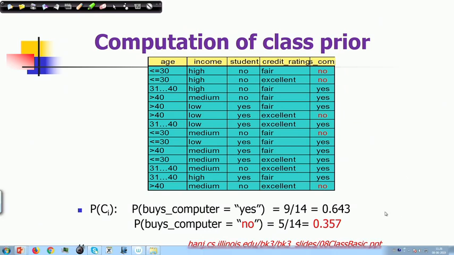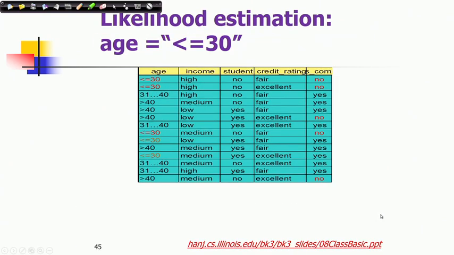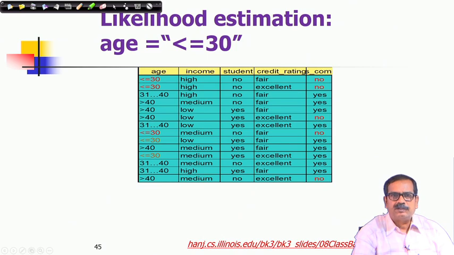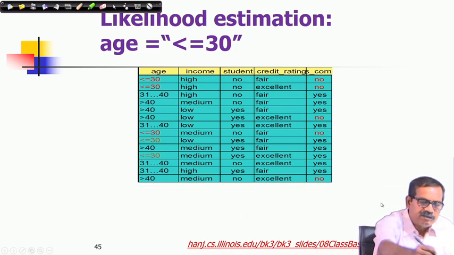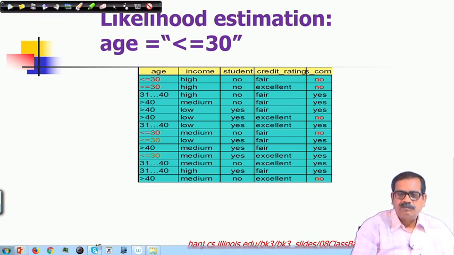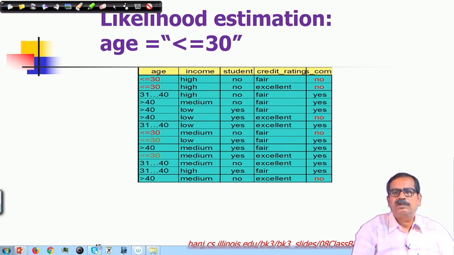Then we will compute the likelihood for each attribute value for each class. So now we will consider the likelihood of age given the class buying computer and also not buying computer. For each class we have to see the distribution of the attribute values. That means what is the fraction of times age less than or equal to 30 occurs out of all possible values of the attribute age.